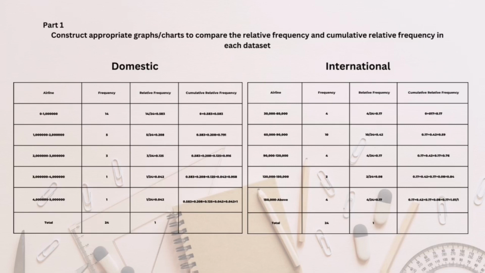For example, as we can see in the domestic data, the frequency of class group 0 to 1 million is 14, so we must divide it by 24. Then we get the answer 0.583, and the same step can be applied to the international dataset. Next, to find the cumulative relative frequency, we add the relative frequency to the relative frequency of the class before. For example, 0.583 added to 0.208 equals 0.791, and the same applies to the other class groups.